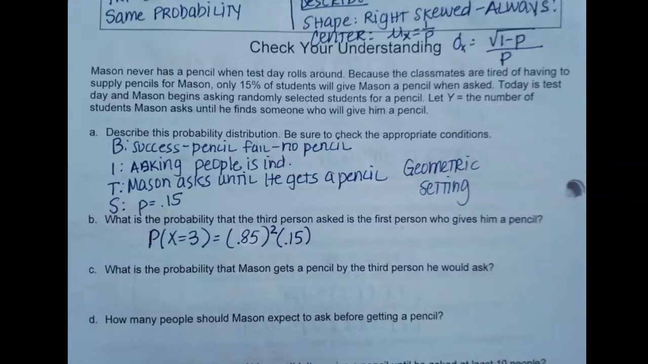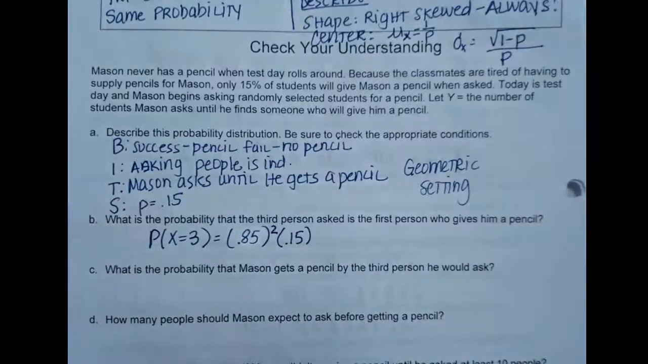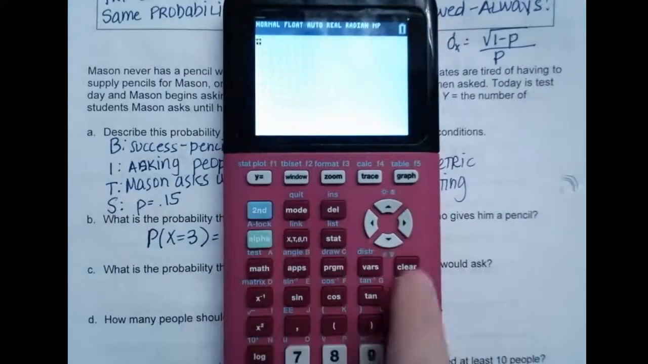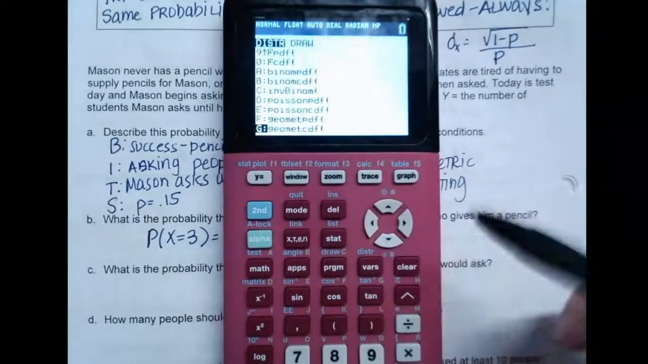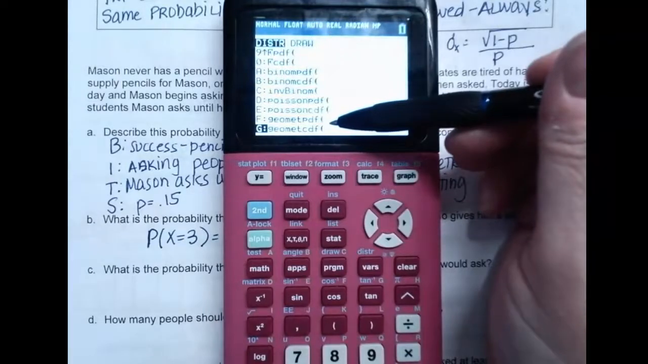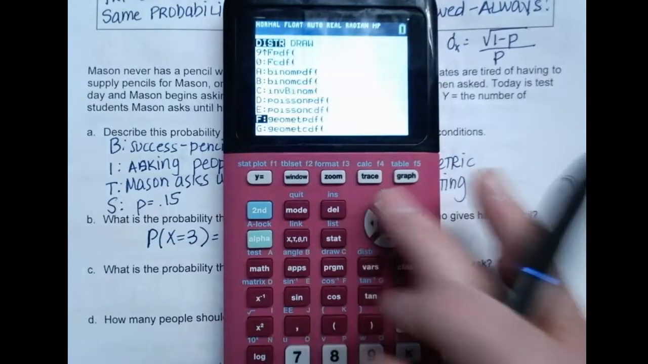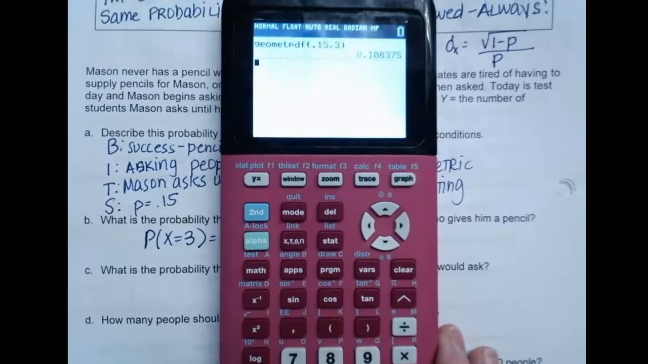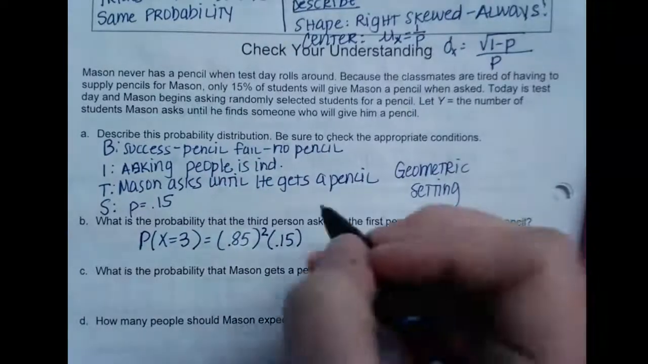We could also write this. So let's take a look at our calculator here. So we're going to go into our distributions. Okay, so second vars, and I'm an arrow, and geometric is right down here at the very, very bottom of the list. And I'm asking about a particular number, so I want a PDF. Now notice this is a little bit different because we don't have a set number of trials. So the first question isn't about the trials. I just want to know the probability. So the probability of success is 0.15, and I'm asking specifically about the third one. So I get 0.01837.